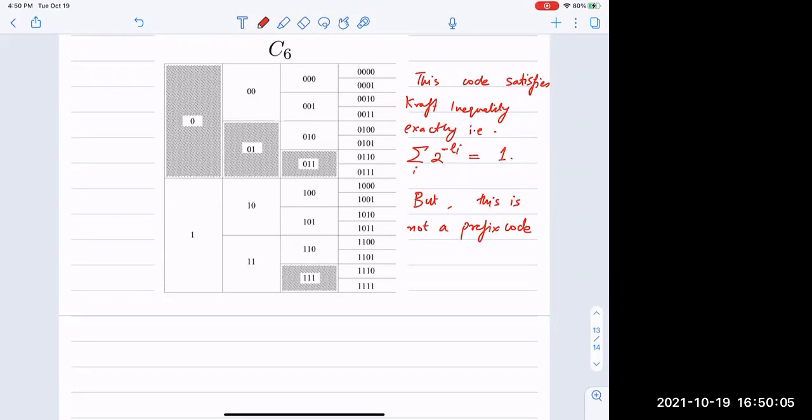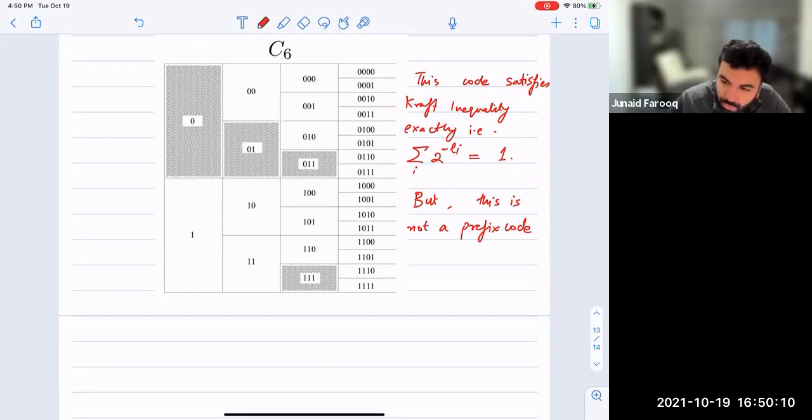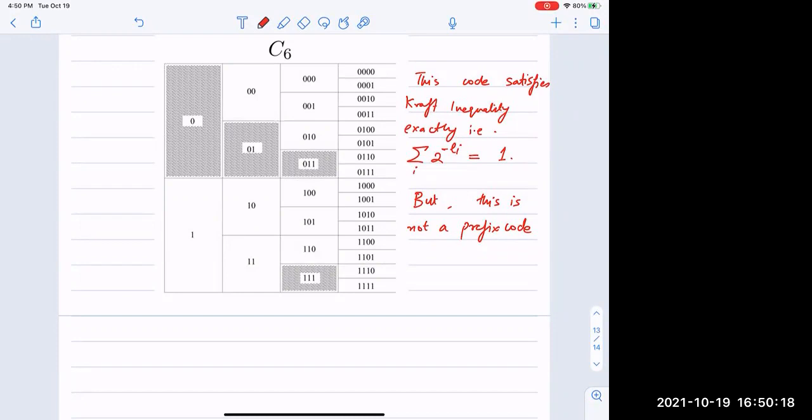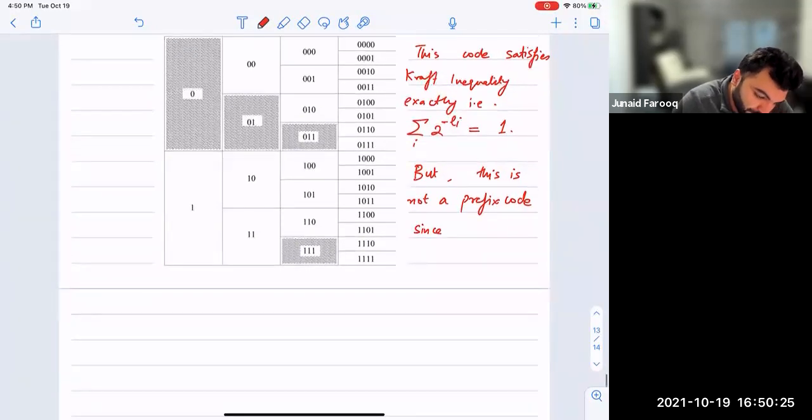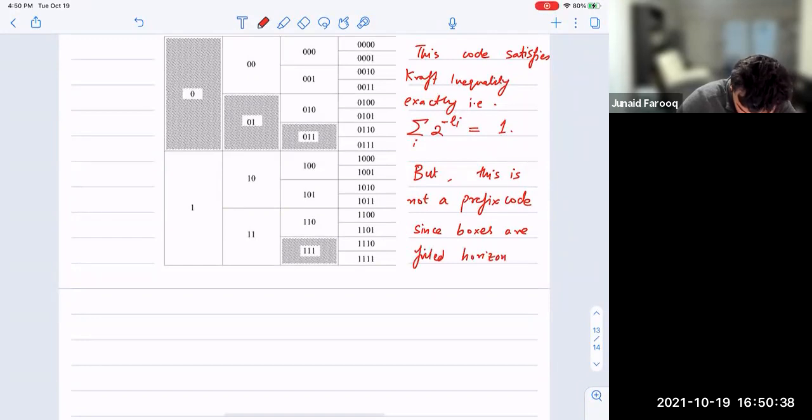Is it still by definition a complete code because the sum is equal to 1? No, because we have to complete the tree. Oh, okay. I see. So this is not a prefix code since boxes are filled horizontally, right? So we have conflicts here.